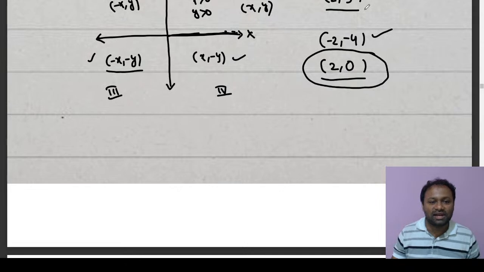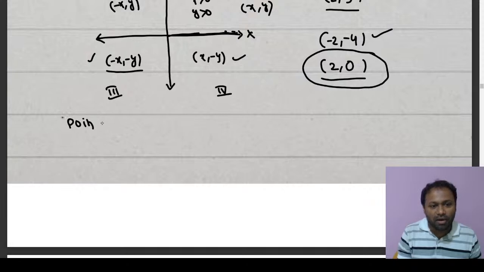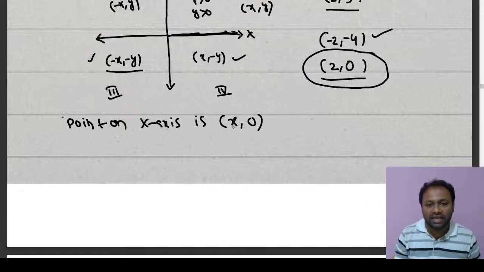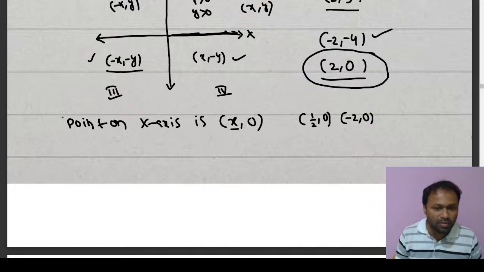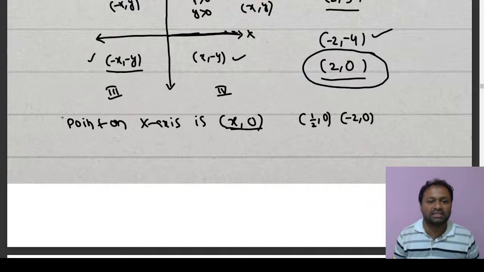So I will represent it like this: a point on the x-axis is of the form ordered pair (x, 0), where x is any real number. For example, (1/2, 0) also lies on the x-axis, and (-2, 0) lies on the x-axis. All the points in this form lie on the x-axis.